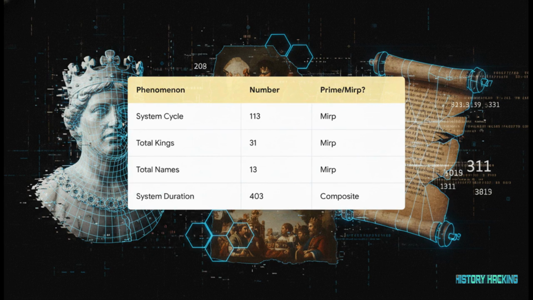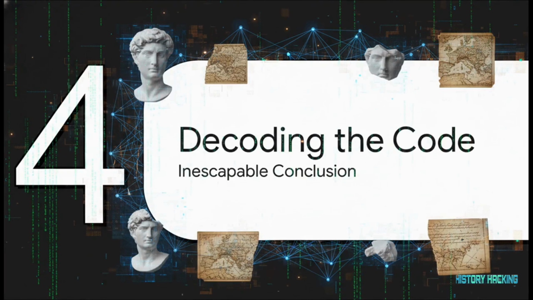And here's why that matters. Remember that system clock, 113 years? Well, 113 is a Mirp. Its reverse, 311, is also prime. Okay, what about the total number of kings in the system? 31, also a Mirp, because its reverse is 13. And the total number of different names used for all those kings? You guessed it, 13. The people who designed this, whoever they were, clearly obsessed with this very specific, very rare numerological signature. This is unbelievable.